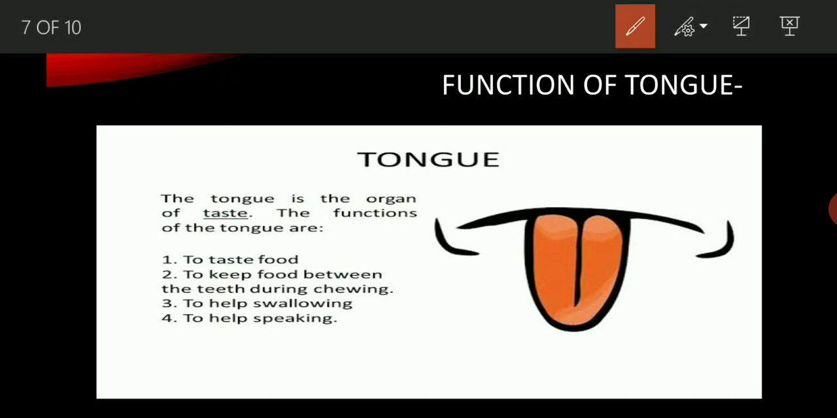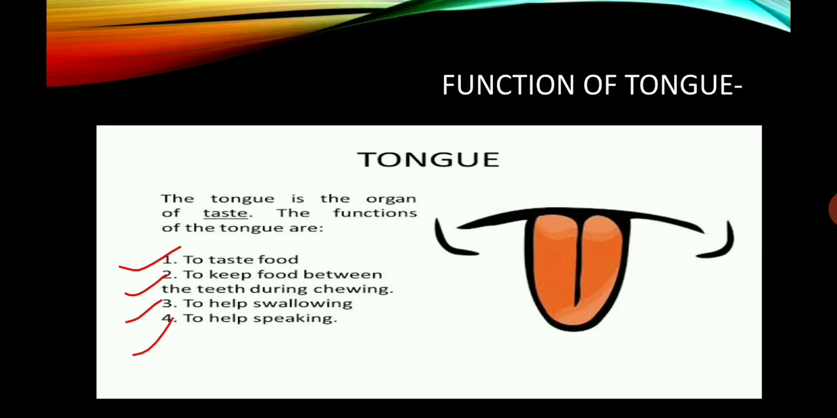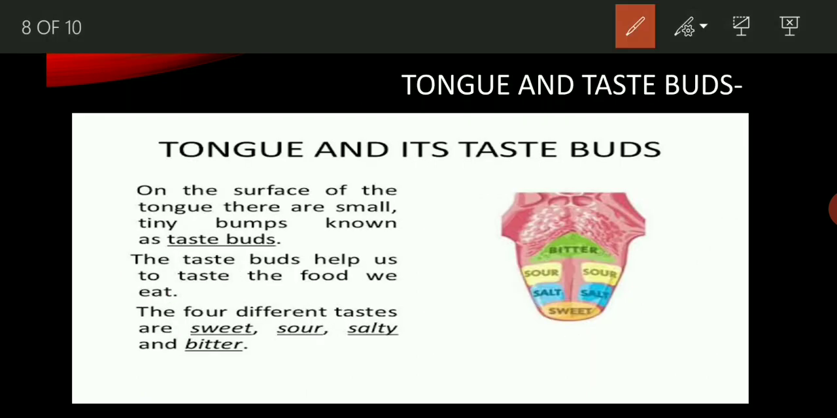What is the function of the tongue? The tongue is the organ of taste. So its functions are to taste the food, to keep food between the teeth during chewing, to help swallowing, and to help in speaking. These are the basic functions of the tongue. Next, the tongue and its taste buds. Okay, on the surface of the tongue there are small tiny bumps. These are known as taste buds.